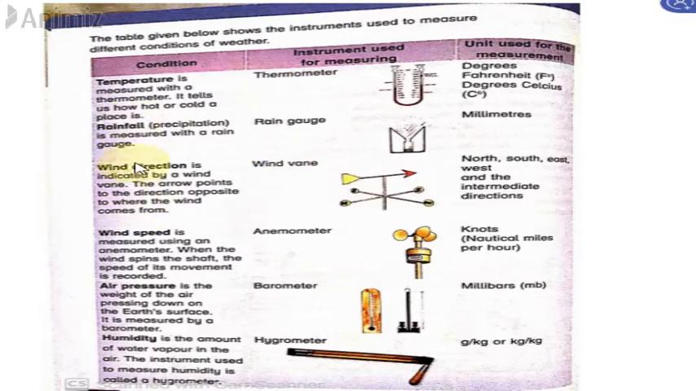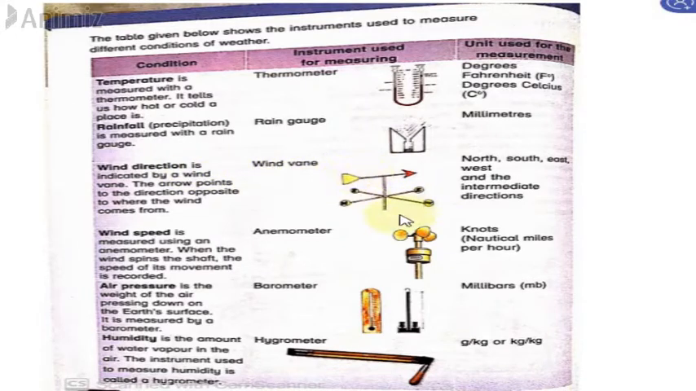The third is wind direction. Wind direction is indicated by a wind vane. The arrow points to the direction opposite to where the wind comes from. This is a picture of a wind vane. So obviously when wind blows, it blows in the opposite direction.